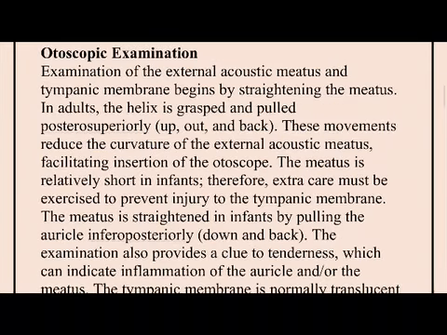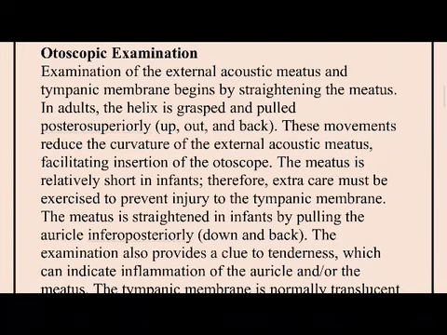How is otoscopic examination done? Otoscopic examination, how do you go about it? You can examine the external acoustic meatus and the tympanic membrane by straightening the meatus. In adults, the helix is usually grasped and pulled posterior superiorly. That is, you pull the helix up, out, and back, up, out, and back.